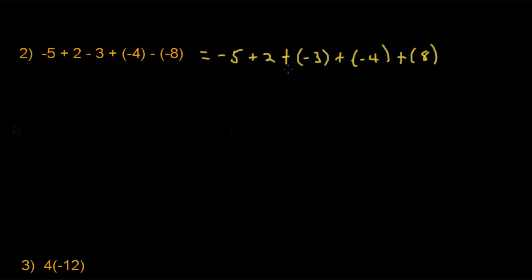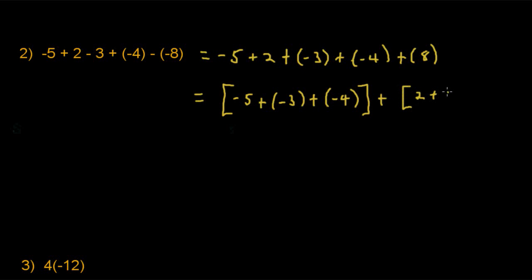Okay, now let's group all of the negative numbers together, all those sums together, and so we have negative 5, and you see negative 3 up there, so plus negative 3, and then plus negative 4. Those are all of our negative numbers added together, and then let's add our positive numbers together. Let's group them, and all I see there is a 2 and an 8, so we're just going to put 2 plus 8 in that grouping.